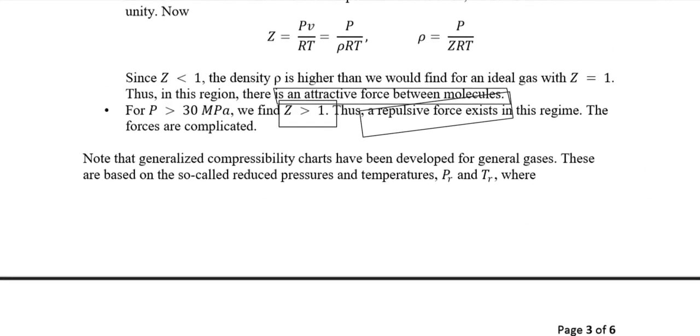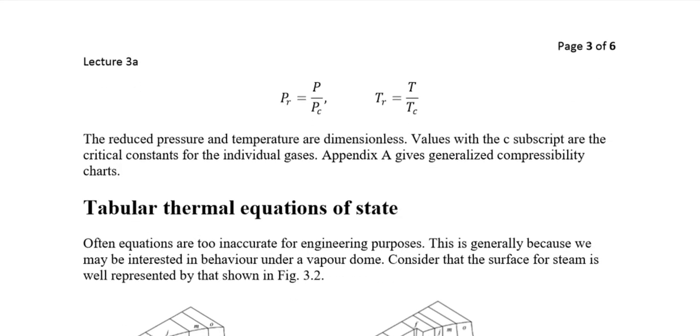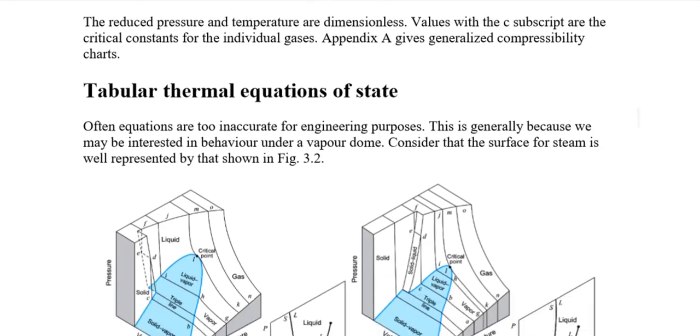So this is the generalized compressibility chart, which can be developed for generalized gases. But for the specific, you can imagine this was the specific one.